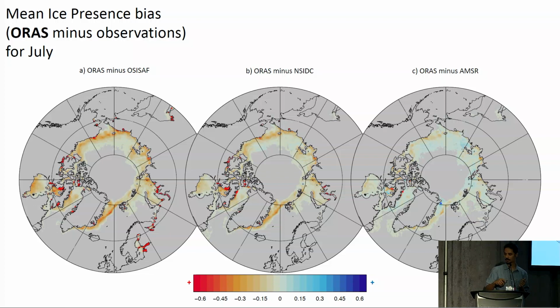And also, when you look at OCSAF, for example, there's a very strong bias in the Gulf of Finland. I'll come back to that point in a little bit. But overall, we see that there is more of a negative bias, so there is an underestimation of ice.